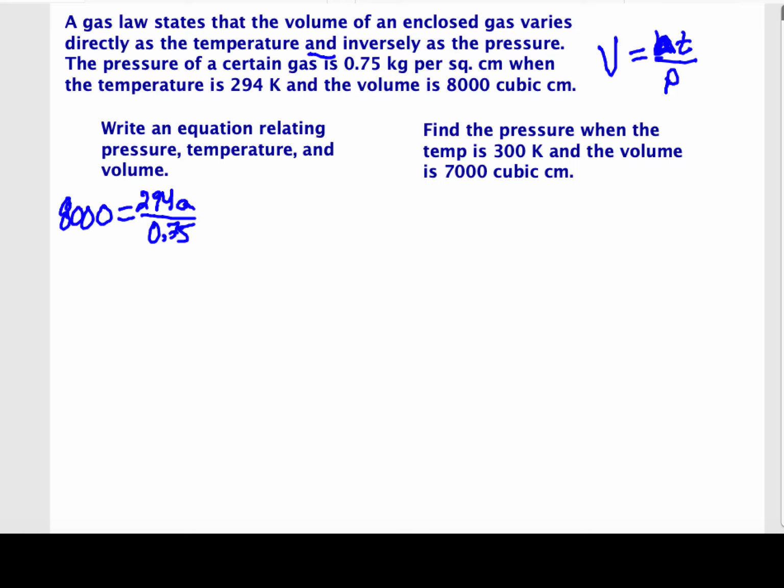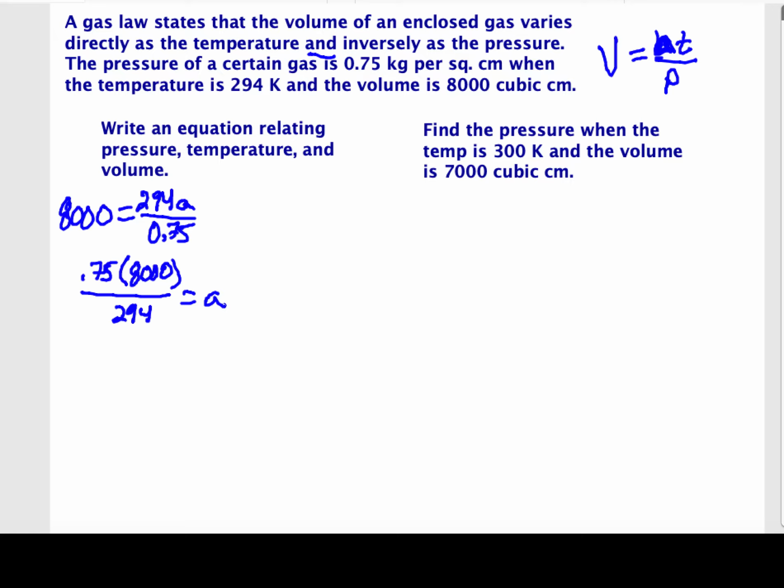Well, for a simple little solve, again, we need to multiply our 0.75 over to the other side times 8,000. And at the same time, since we'd be left with 294A, let's divide away the 294. That should leave us with A. So we should be able to find our constant that way. So again, 0.75 times 8,000 divided by 294.